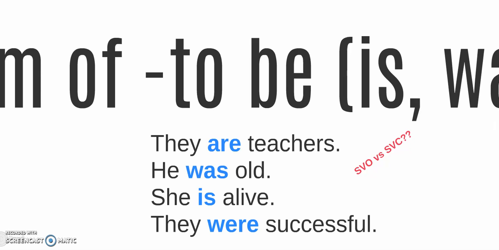So just at the side, I've done a quick SVO versus SVC. So subject, verb, object, versus subject, verb, complement. I'm just going to point out, if it was they kicked the teachers, that would be a subject, verb, object. And that is because the action is acted upon the teachers. Therefore, the teachers would be the object of that sentence. But in this sentence, because the verb is are, it is describing the they. So it is a subject, verb, complement.